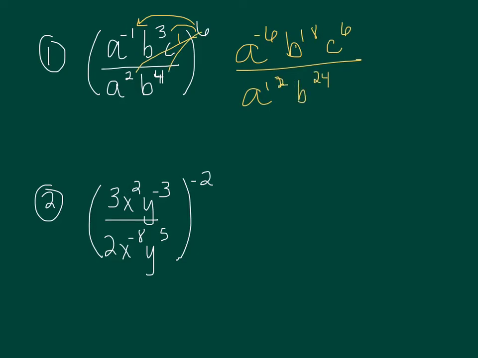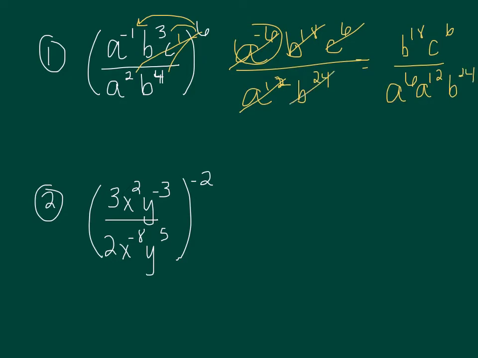Okay. Now I'm going to get rid of my negative exponents. So a to the 6th, it's going to go down here because it's negative. B to the 18th is staying, C to the 6th is staying because it's positive, A to the 12th is staying in the denominator, and B to the 24th is staying.